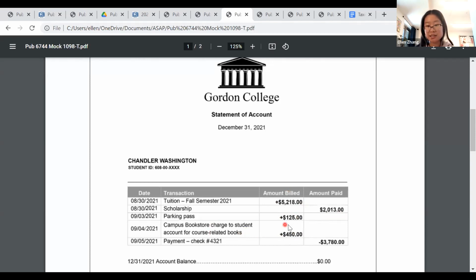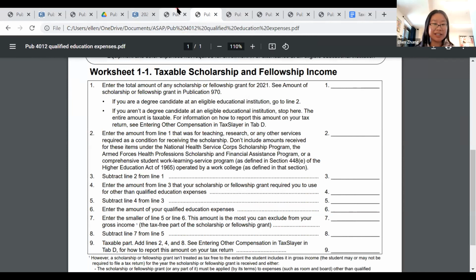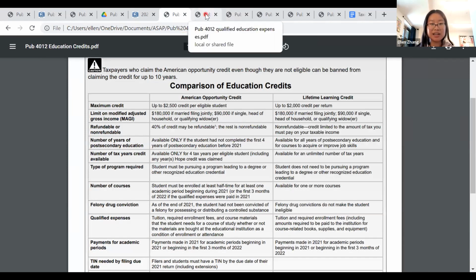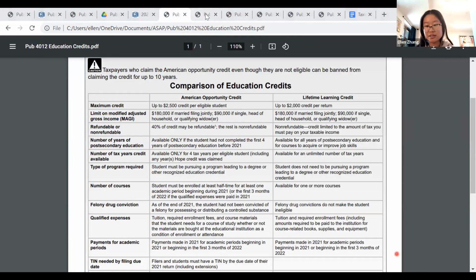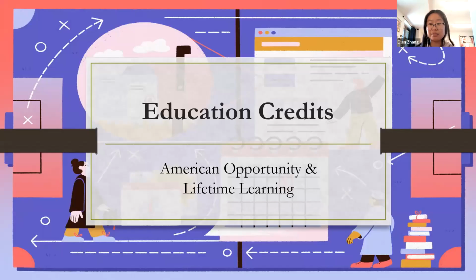Now, the parking pass does not count as a qualified educational expense because it's not required for him to attend the university. Parking pass is more of an optional thing. He can choose to bring his car or he cannot. So that does not count towards qualified educational expenses. But figuring out what is qualified educational expenses and what is not can be a little difficult. So I have a practice problem for us to do together.